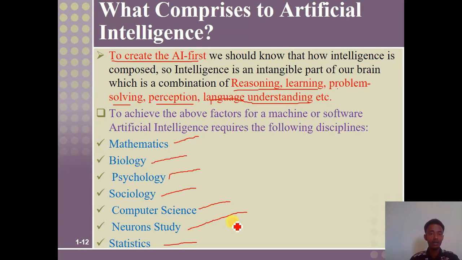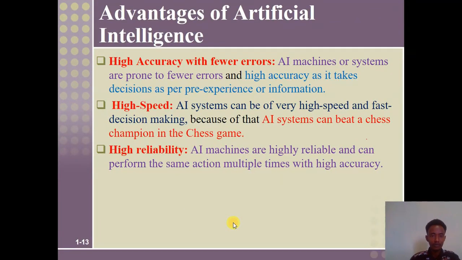This is what comprises artificial intelligence, or the principles that contribute to the existence of artificial intelligence. Another one is the advantages of artificial intelligence. Why do we use it? Maali barbaachisu? Faayidaan isaa maali? Let's discuss each of them. So the first advantage of this artificial intelligence is high accuracy with fewer errors.